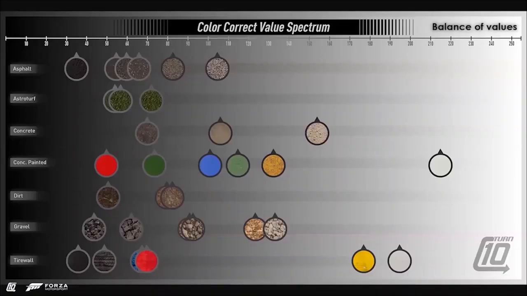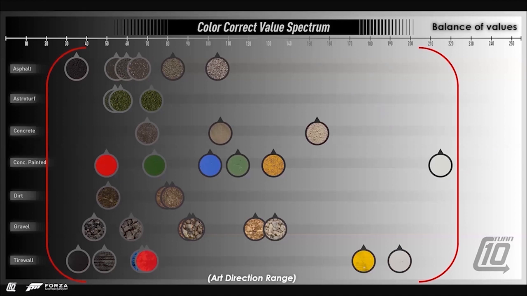So we even created a spectrum that shows where all the things in life fall on the value spectrum. This isn't all of them, but a handful of common ones that we use in our game. What this shows us is a couple of things. One is there tends to be what we call the art direction range. Almost nothing in real life goes to pure white, and nothing goes to pure black. If something goes to pure black, it's some weird special material that's designed to absorb all light, but that rarely ever happens in real life. So we never allow things to go over these values.